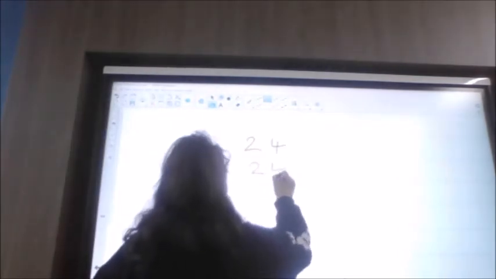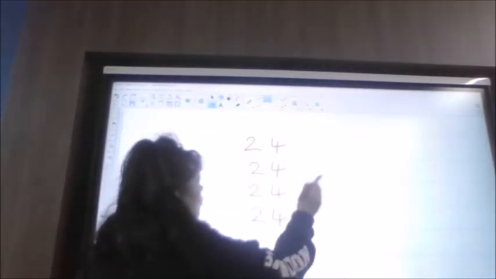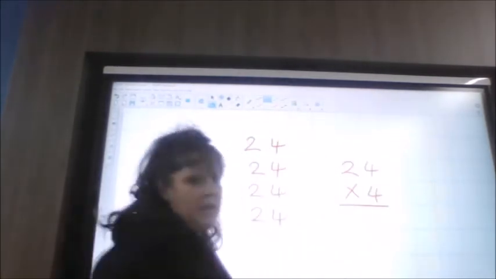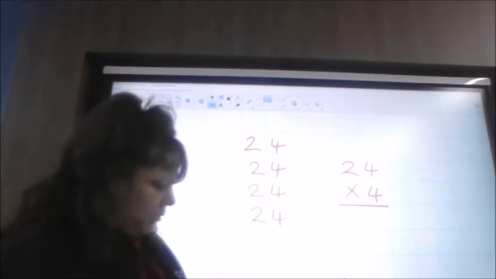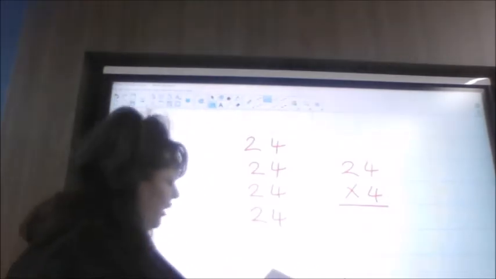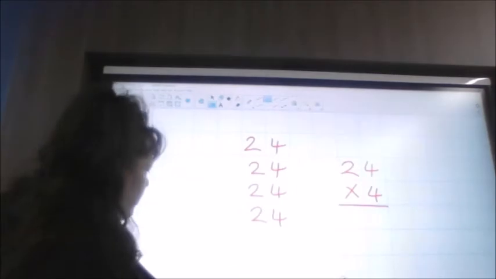So the second one says a bar of chocolate costs 24p. How much would the cost of 4 be? So you could either do 24, add 24, add 24, add 24, or simply 24 times 4. Whichever method suits you. Okay, and the last one there, share £1.20 equally among 3 girls.